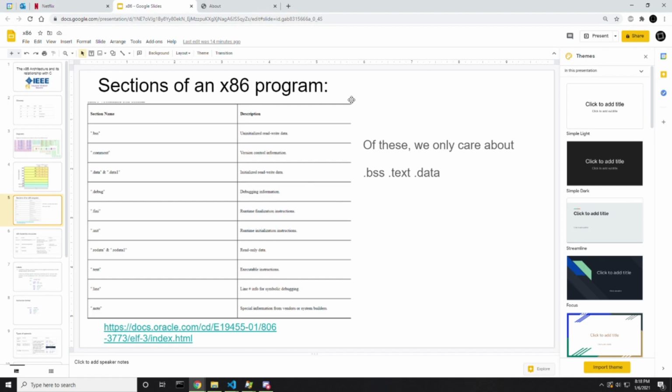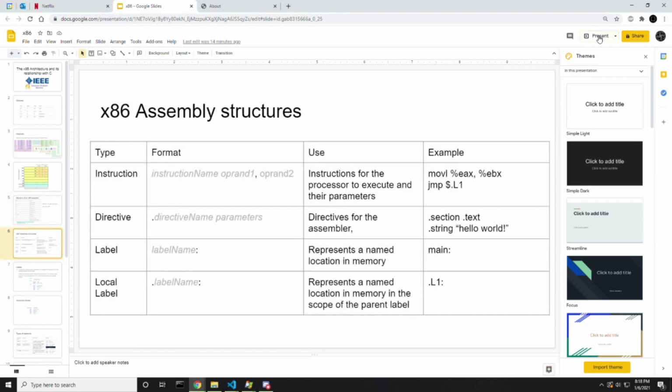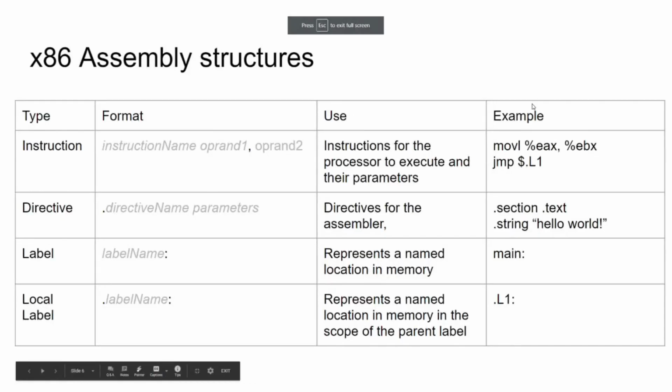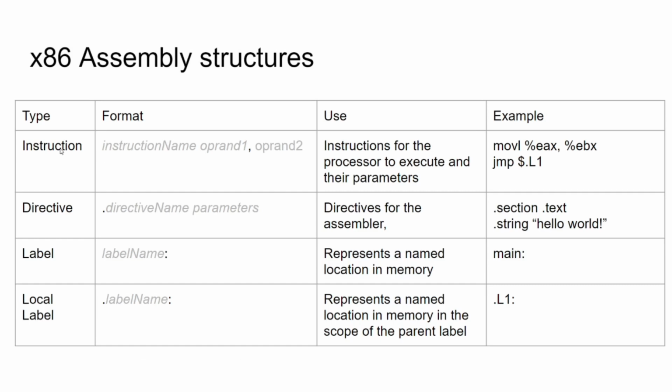But for now, I just want to give a brief overview of the different sections of the program. And honestly, I probably should have gone over that after I introduced directives. So let's take a look at the structures and things that you'll see inside of an x86 assembly program. These are basically the only things you'll ever see in an x86 assembly program. These are like the only things you can possibly see.